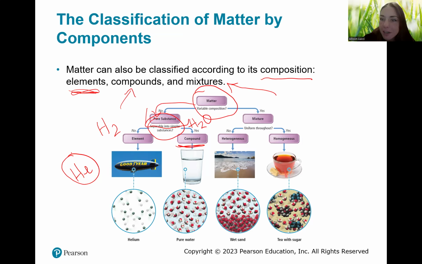But if our matter does have that variable composition, we would say yes to this question. Remember, that's our starting question when we think about matter. Now, is it uniform throughout? So now that we know that we have a mixture, that there is some variability in our composition, we further probe into this and say, how does it look? Does it look the same?